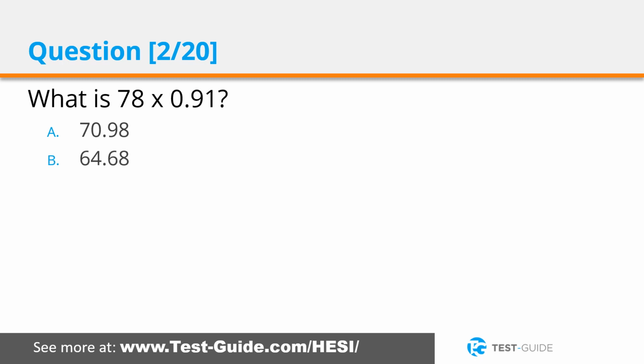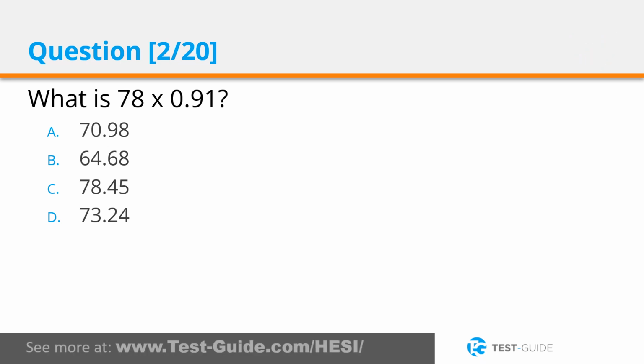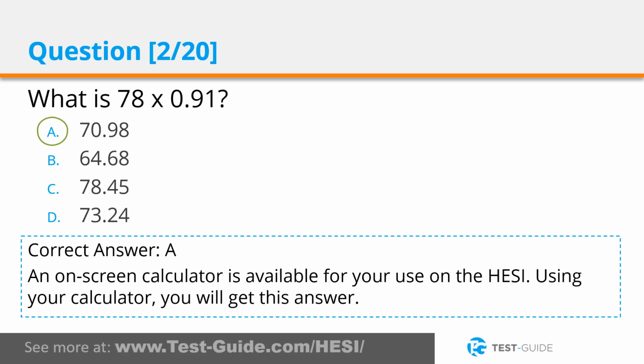Question 2. What is 78 times 0.91? 70.98, 64.68, 78.45, 73.24. Correct answer A. An on-screen calculator is available for your use on the HESI. Using your calculator, you will get this answer.